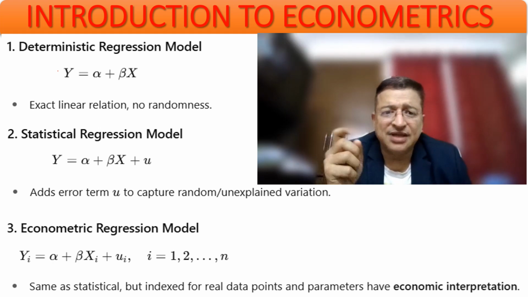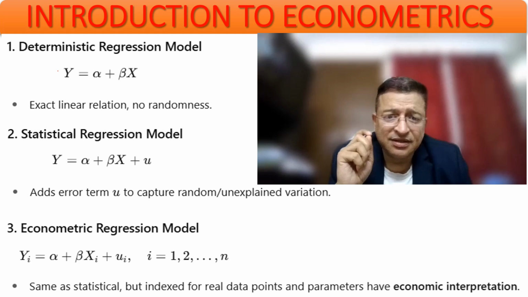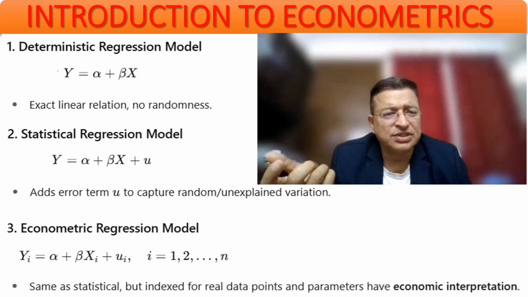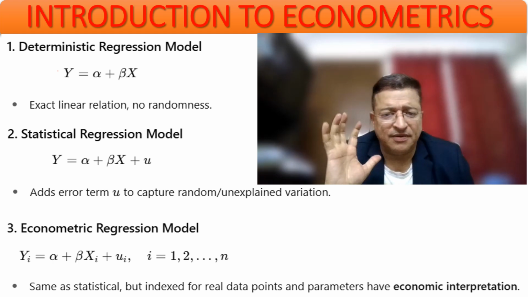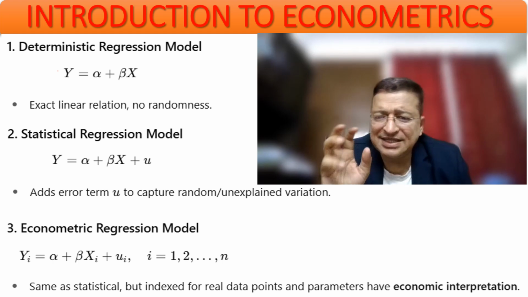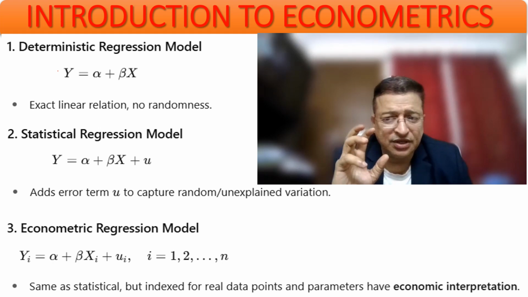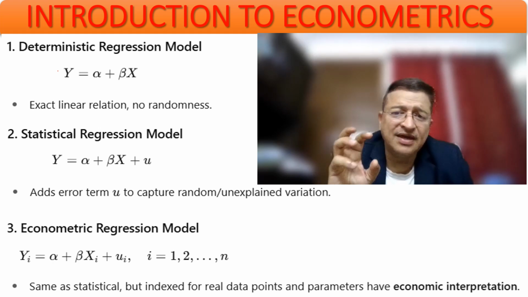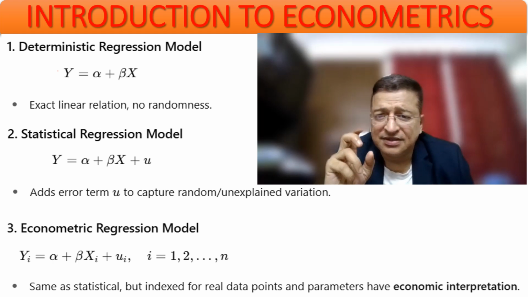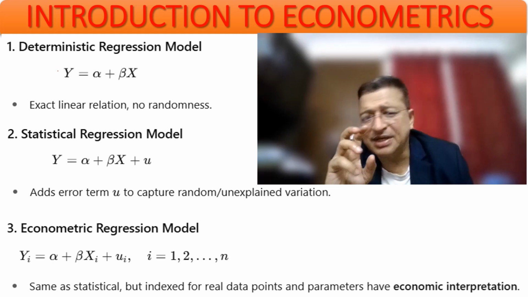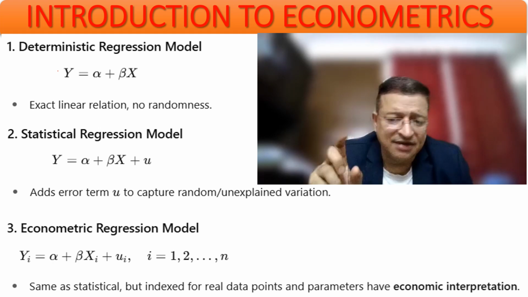Now if someone earns 1000 rupees, they always consume 800. If income is 2000, they consume 1600. So this is the deterministic model. It assumes a perfect and exact relationship, useful for learning but not realistic. In real life, people do not behave like machines. Some save more, some spend more, sometimes a festival or emergency changes the behavior.